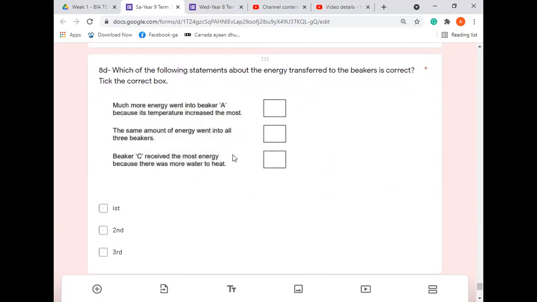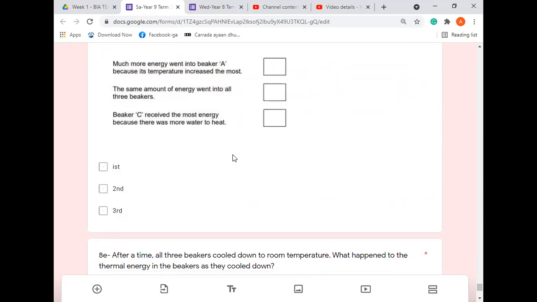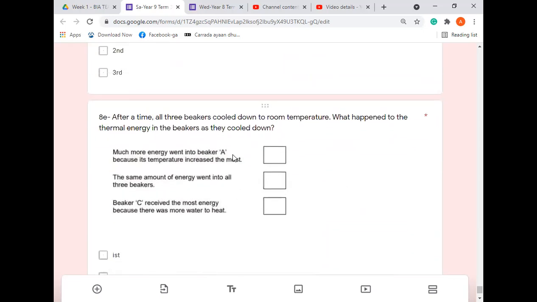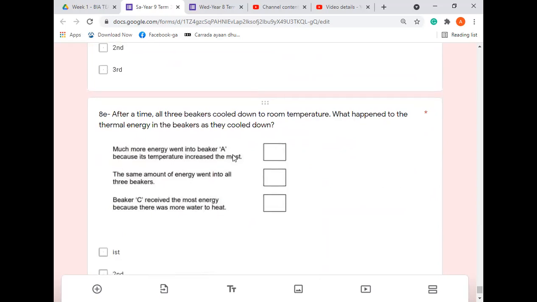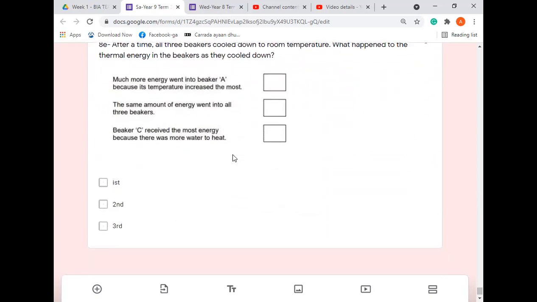Which of the following statements about the energy transfer to the beakers is correct? Is it the first one, second one, or third one? After a time, the beakers cool down to room temperature. What happens to the thermal energy in the beakers as they cool down?